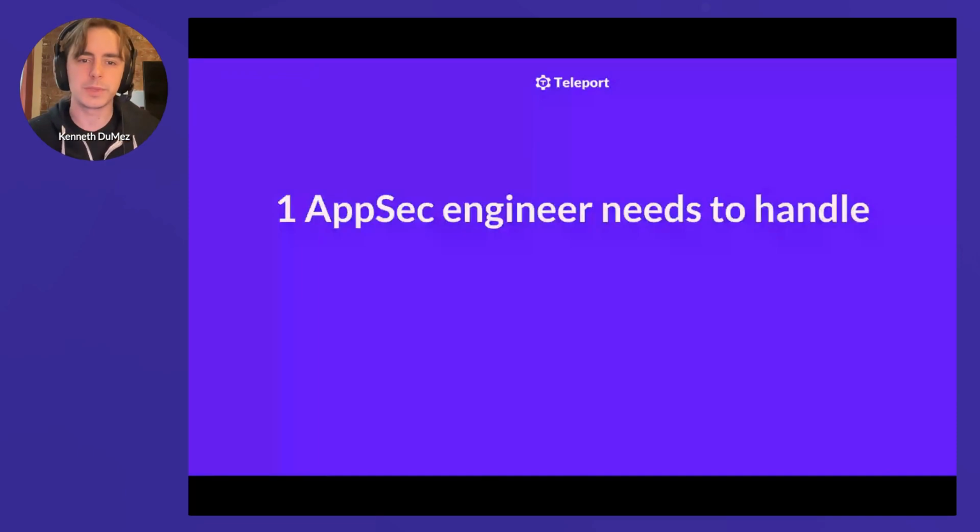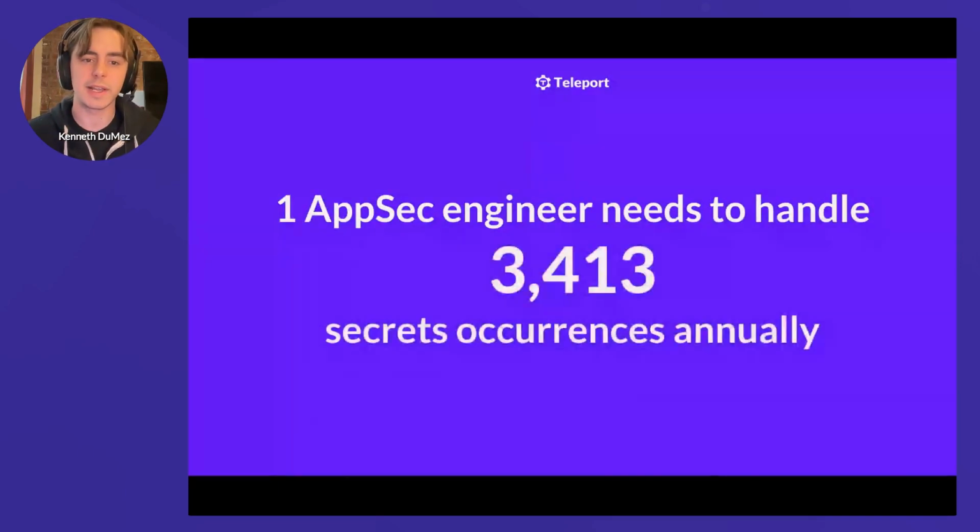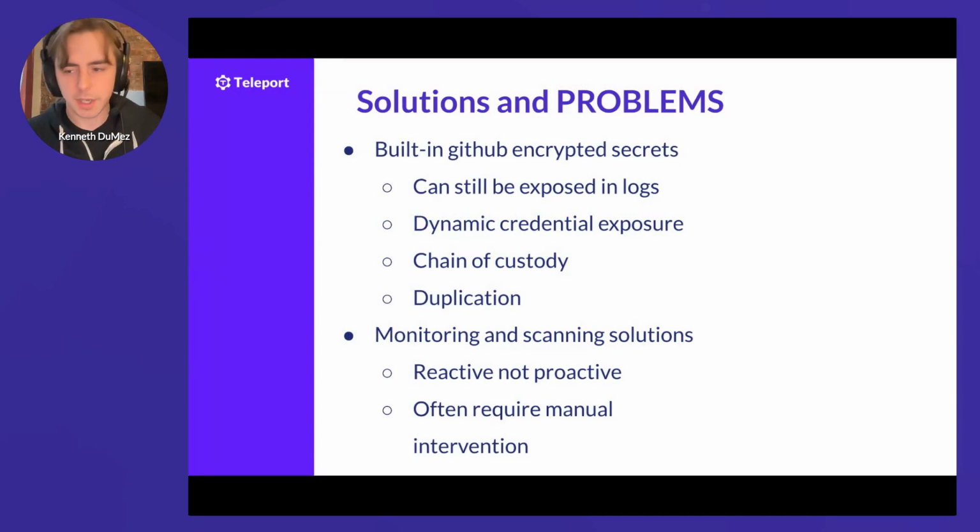Accounting for all of the duplication across the code base, this means that a single AppSec engineer, on average, needs to handle 3,413 secrets annually, on average. That said, this is simply not sustainable. So there's a couple solutions and problems associated with them that come up.